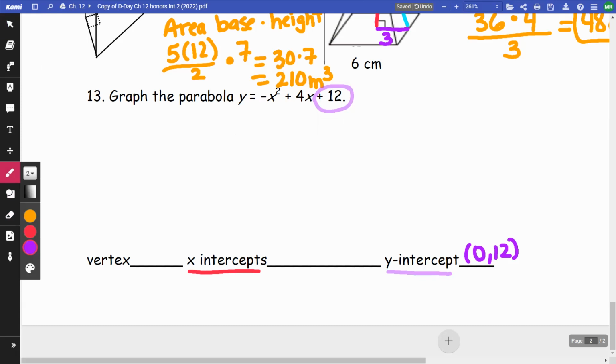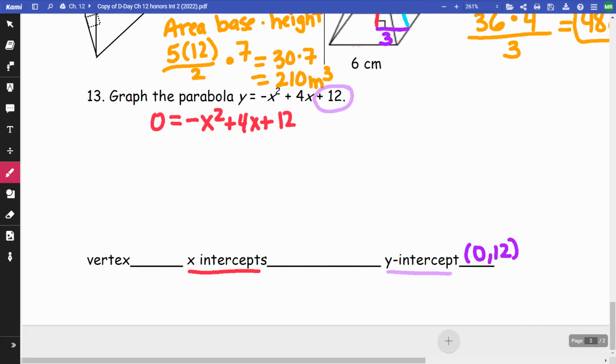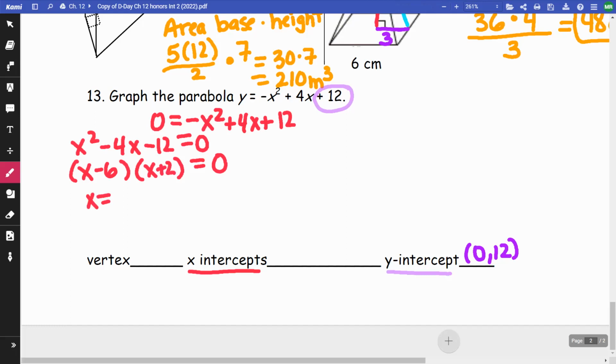Okay, then if I want to find the x-intercepts, what I can do is put 0 in for my y, and I get negative x squared plus 4x plus 12. I don't like to solve my x for being a negative, so bring everything to this side or multiply everything by a negative. Either will end up with the same result. And then we're going to factor this. What multiplies to a negative 12 and adds to a negative 4? That's going to be an x minus 6 and an x plus 2. So I'm going to have an x-intercept at 6 and an x-intercept at negative 2. So I'm going to have 6, 0 and negative 2, 0.